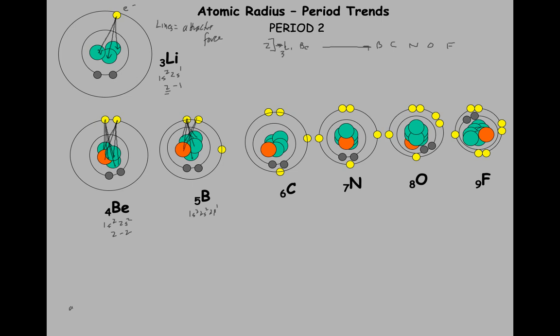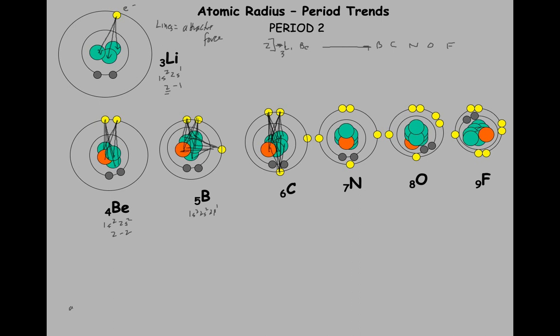1, 2, 3, 4, and 5. I actually want you to do this. I missed one. 5. All right? So then we go across, next one, add another proton, add another electron, 1, 2, 3, 4, 5, and 6. You get the idea.